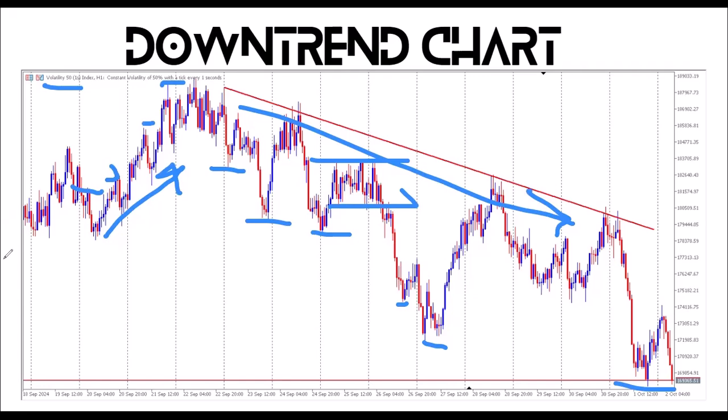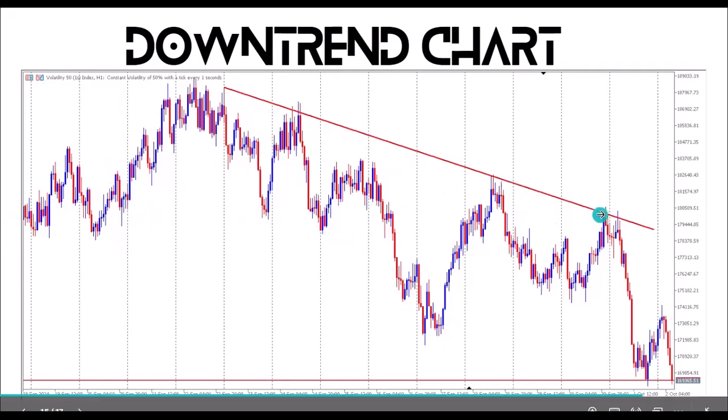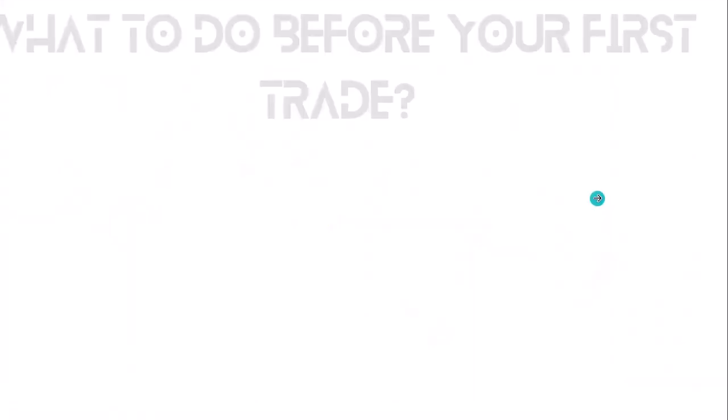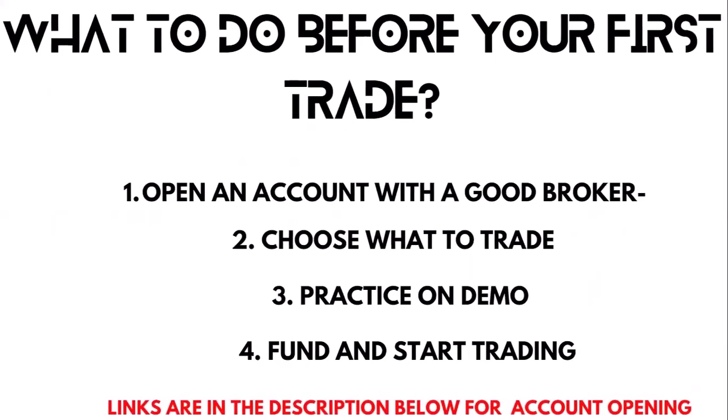You can trade anything with candlesticks. It doesn't matter what it is. So what you have to know is how you are going to do it. So here we are looking at what you do before your first trade.